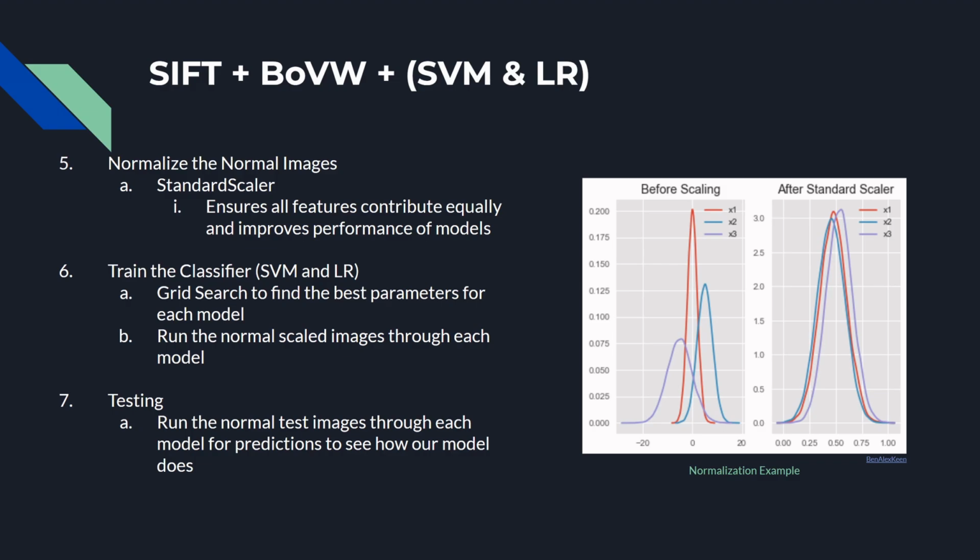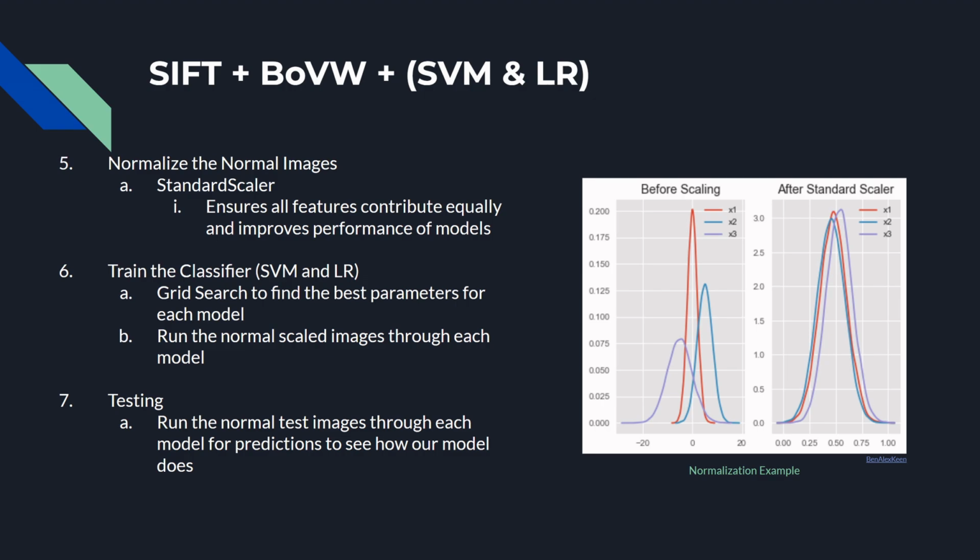In step 6, we train the classifier, whether it's SVM or LR. First, we start off with using grid search to find the best parameters for each model. Grid search pretty much uses a different combination of values and algorithms to figure out what is the best combination to use for the model depending on the training images that are being passed through it.